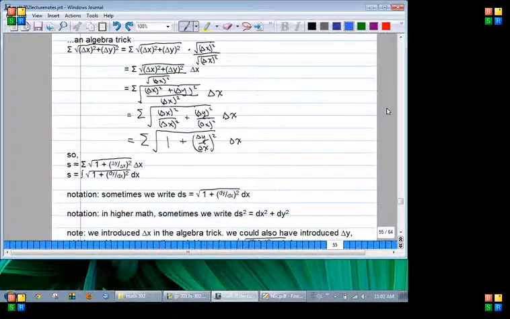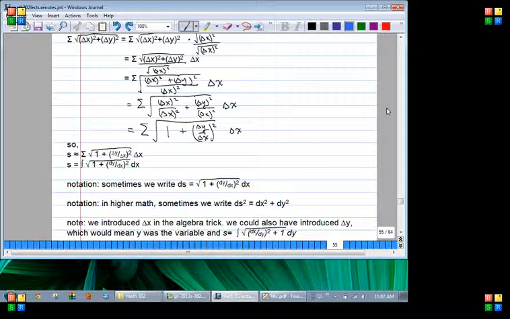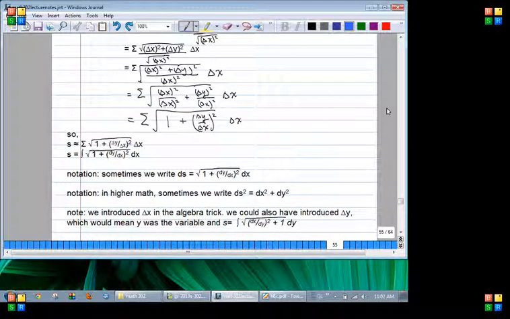Now, to answer your question, we introduced delta x in the algebra trick. We could also have introduced delta y. And if we did that, then what would happen? We'd be integrating across delta y. That would mean that y was the variable, and then we'd be taking the integral of the square root of (dx/dy) squared plus 1 dy. So we'd be doing the exact same thing, but with y as the variable. We could do this, for example, if x was a function of y.